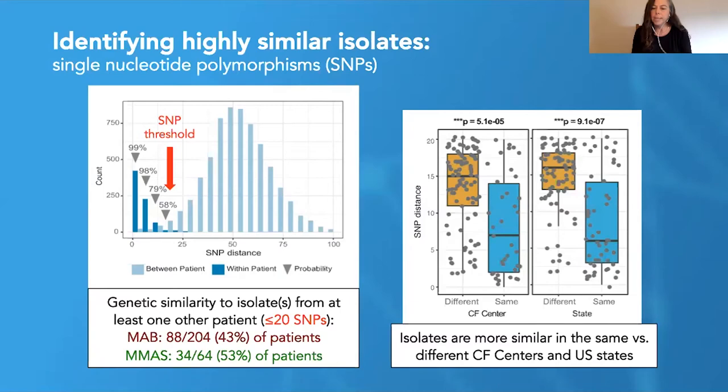Now, the next thing we could do with these data is to see whether isolates are more genetically similar within the same CF center or within the same state compared to samples coming from different CF centers in different states. Through this analysis, we did find a significant difference between these groups. In other words, isolates are more genetically similar when coming from the same CF centers and the same CF states than from different centers and states.